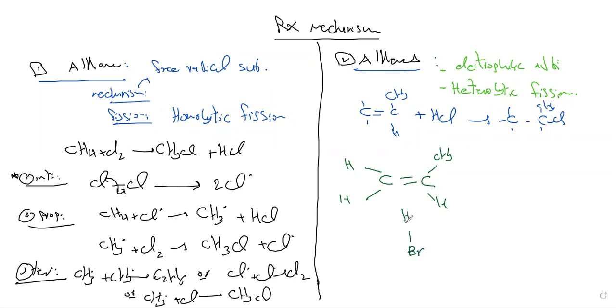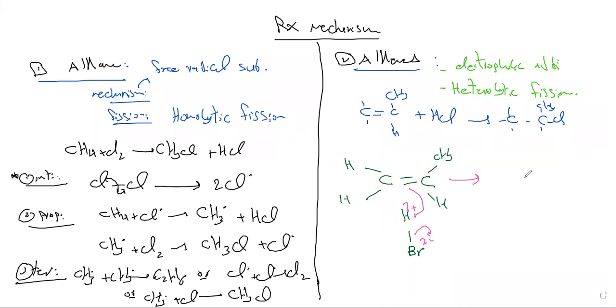On adding an asymmetric reagent like HBr to an asymmetric alkene, one carbon contains 2 hydrogens, the other carbon contains only 1 hydrogen. In this case, the positive part will go to the carbon that contains more hydrogen. So we have partial positive and partial negative, a curly arrow and the other curly arrow.